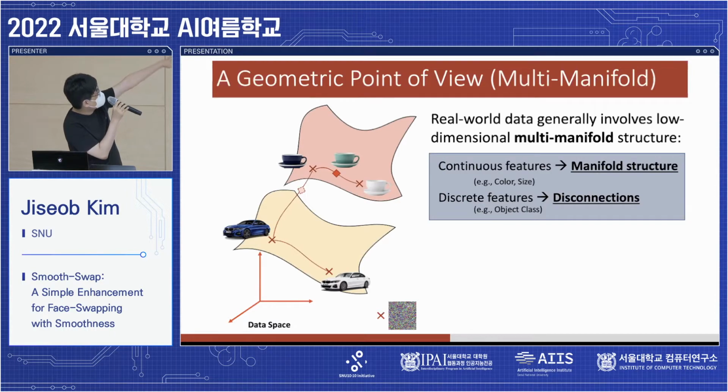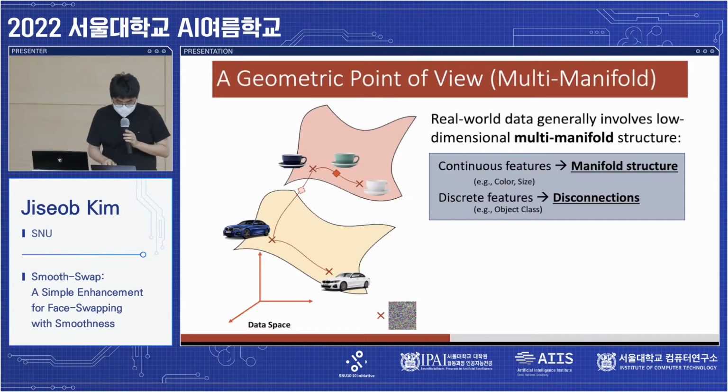On the top, you can see the continuously varying colors, but with the same class, cup. But there are discrete features such as object class as shown here. The car is different from the cup, and these are discrete. There's no intermediate class that connects a car and a cup.